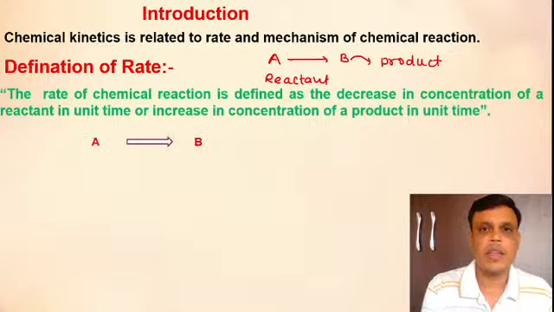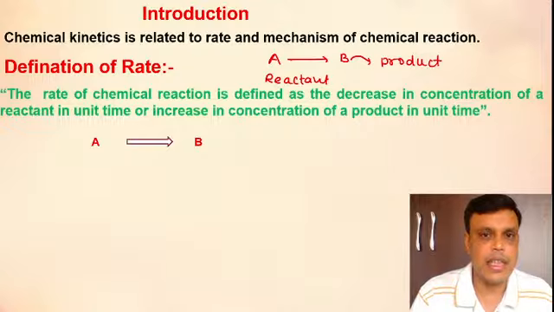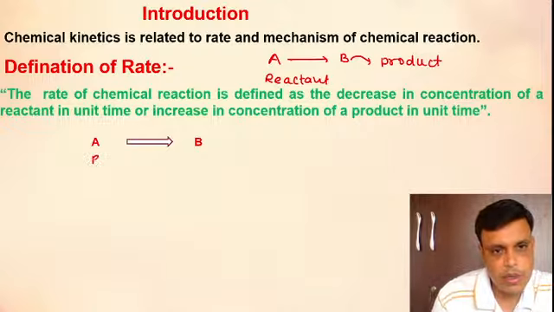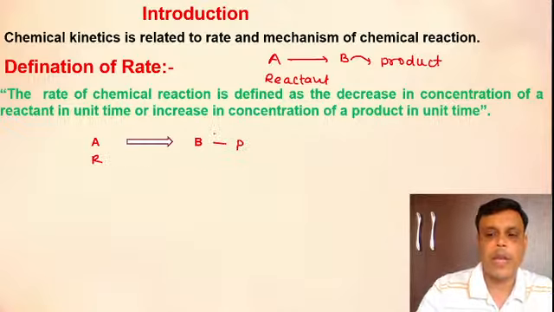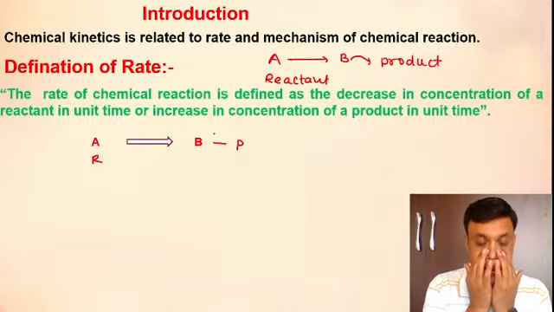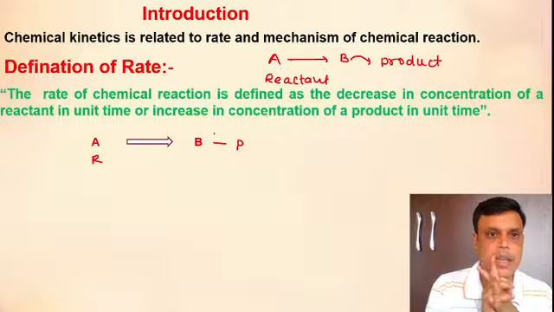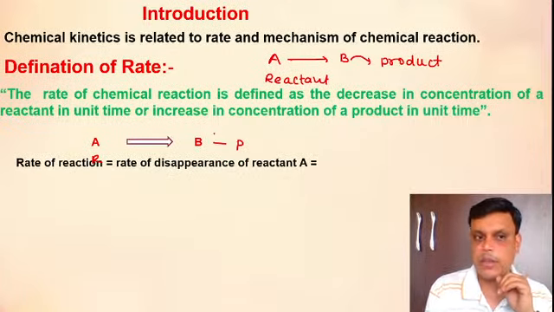For example, I have told you reactant. Let us consider this A goes to B. This is your reactant and this is your product. So mathematically, how will you write the rate of this reaction? How will you write mathematically the rate of these reactions?